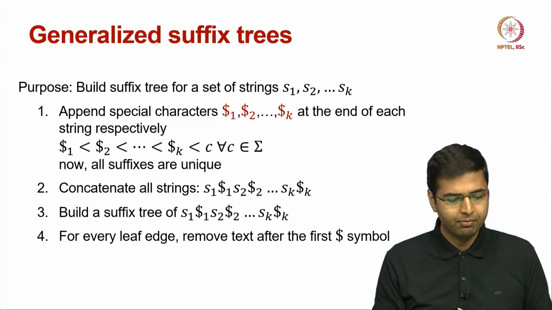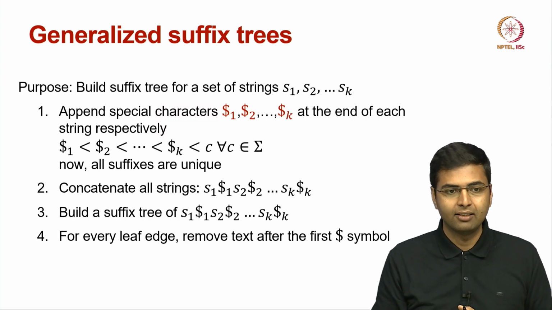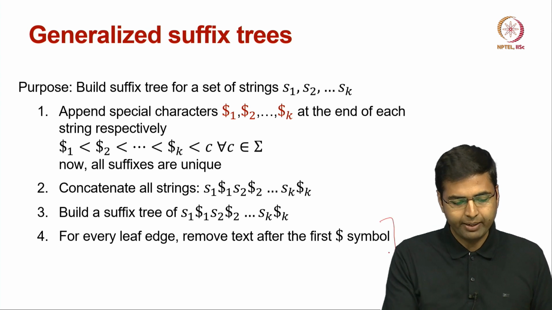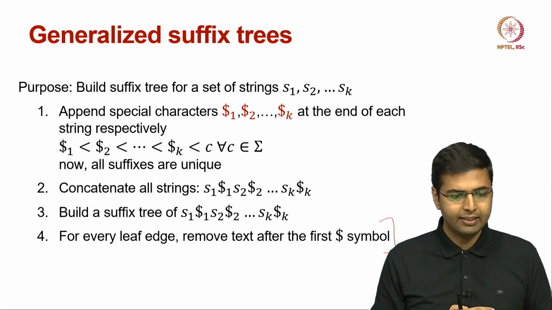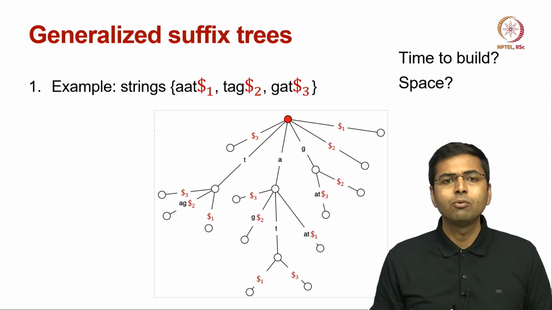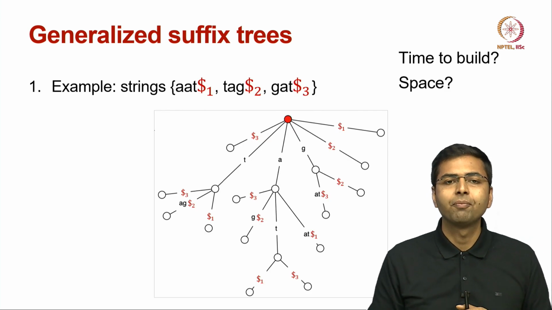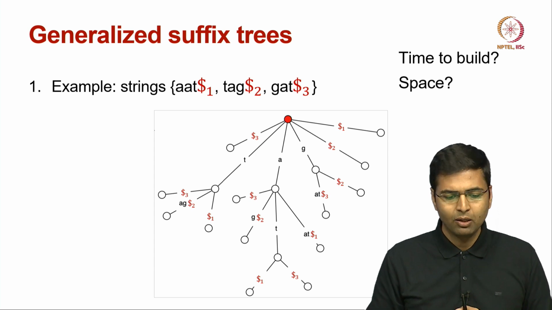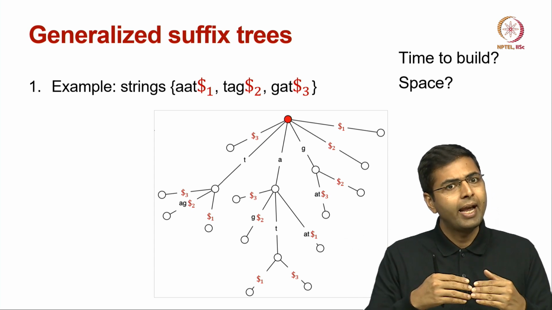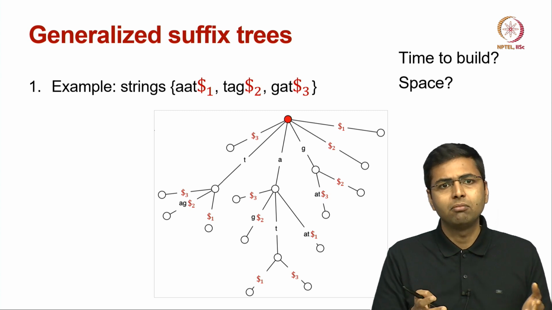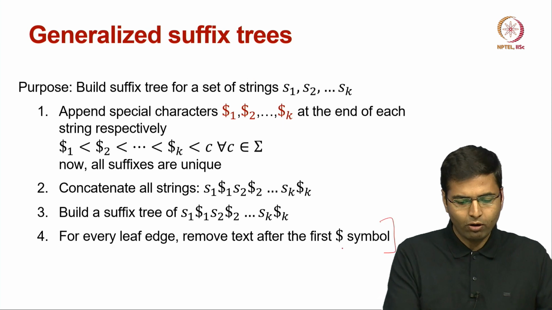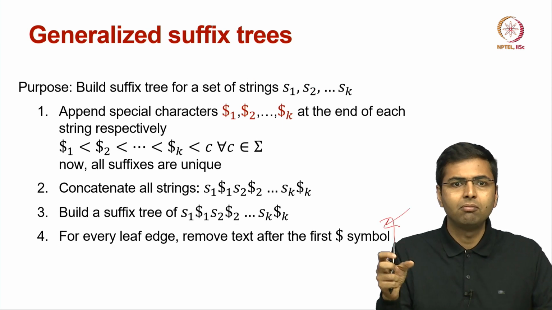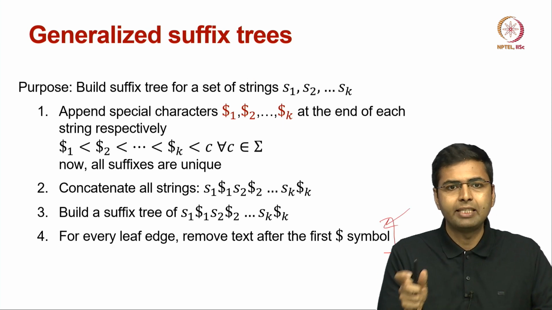So, how much time would this construction take? This is the last step I just mentioned. So, this is the procedure for building generalized suffix trees. How much time do we spend to build this tree? Well, the answer is easy, because all we are doing is concatenating the strings, and then we apply the original suffix tree construction algorithm. The final trimming in step 4 is a simple linear time step.